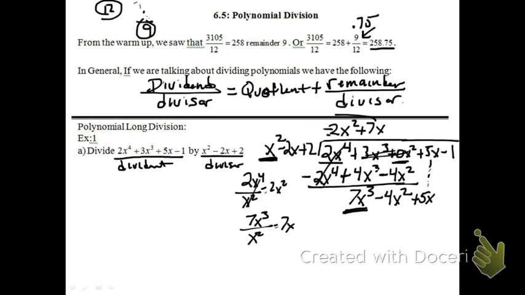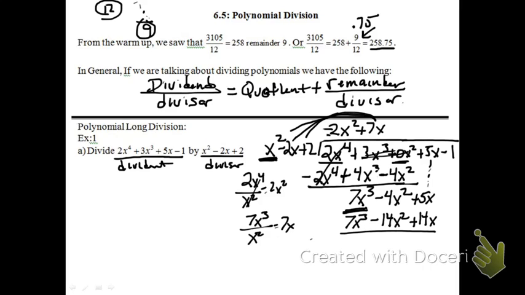If I do 7x times x squared, I would get 7x cubed. We're going to write that underneath that next term. Remember, we're going to end up subtracting this off. If I do 7x times negative 2x, that's going to be minus 14x squareds. And if I do 7x times 2, that's going to be positive 14x.